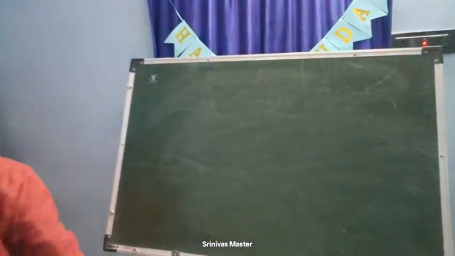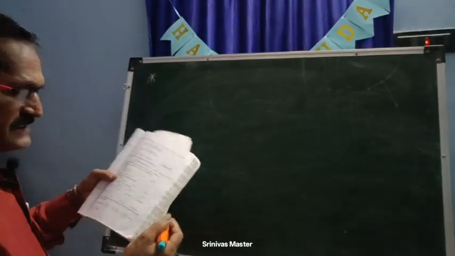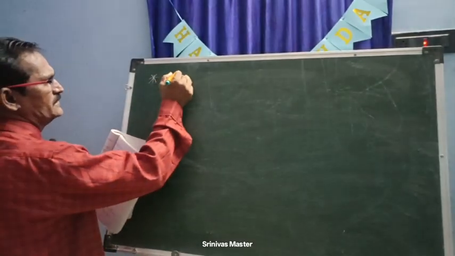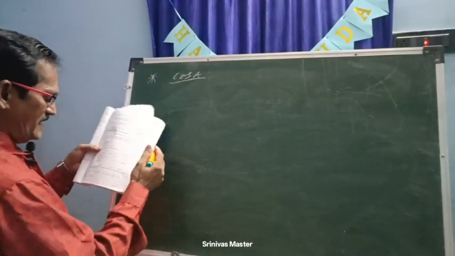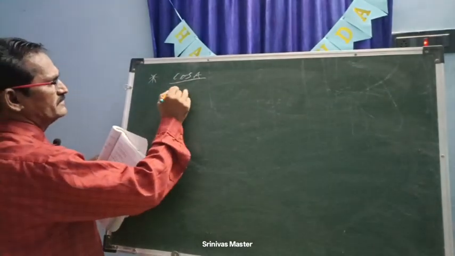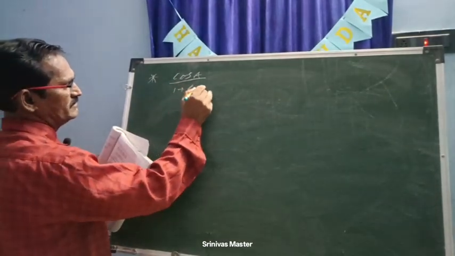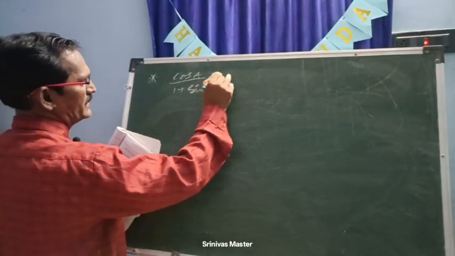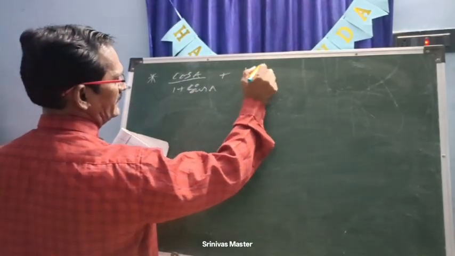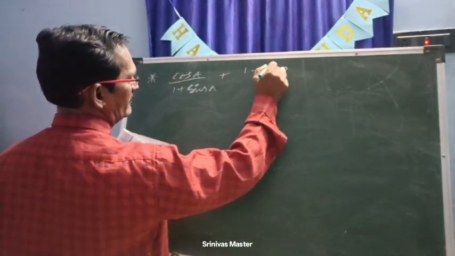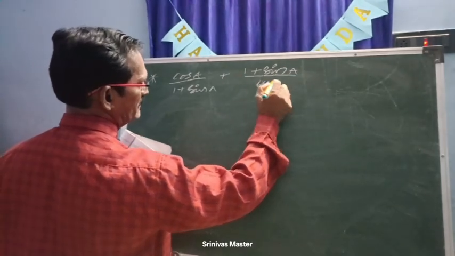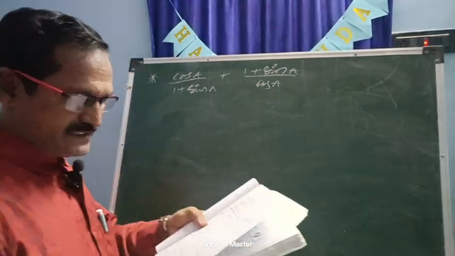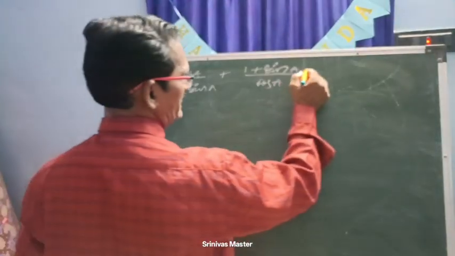See, children, what is the problem? Cos A by 1 plus sin A plus 1 plus sin A by cos A. That should be equal to what? 2 sec A.